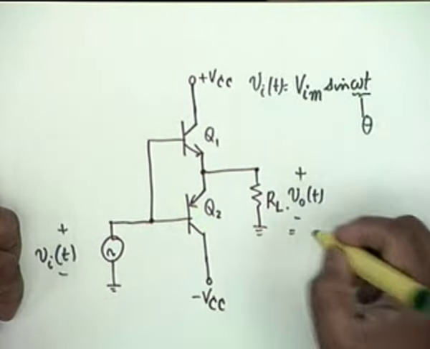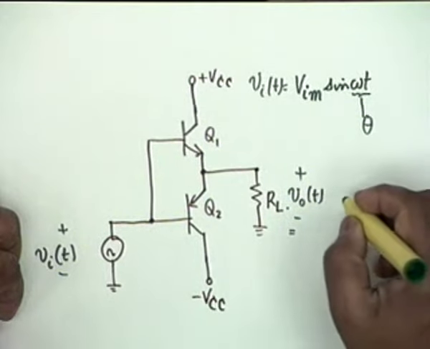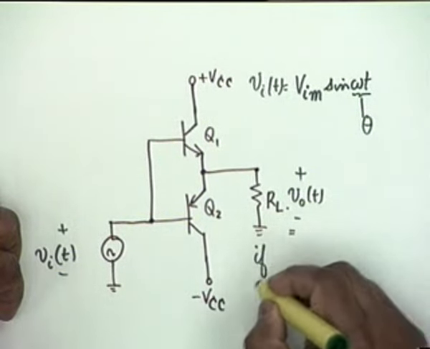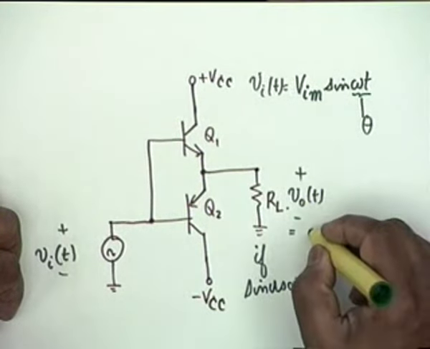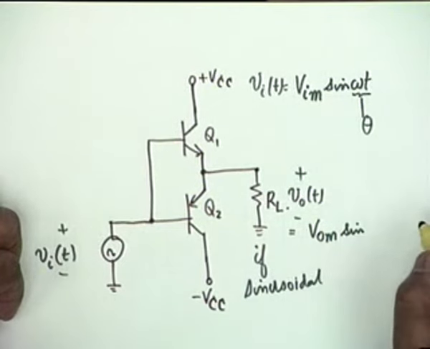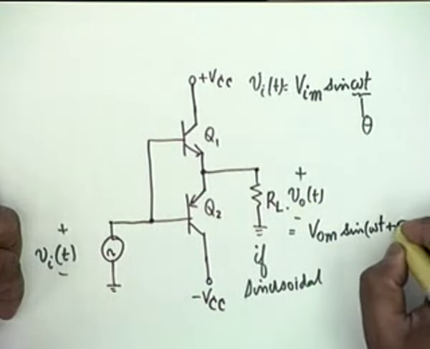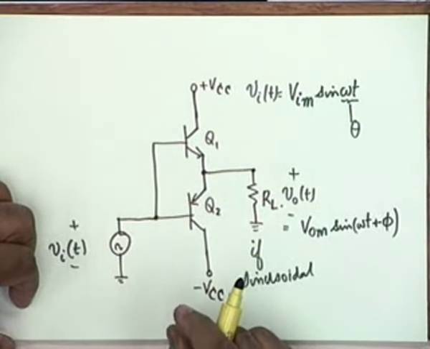The output signal, similarly, if it is sinusoidal, okay, there's a big if, we shall call this V_om sine of not necessarily omega t, there can be a phase change, so sine of omega t plus, let's say, some phase phi. This would be our notation.